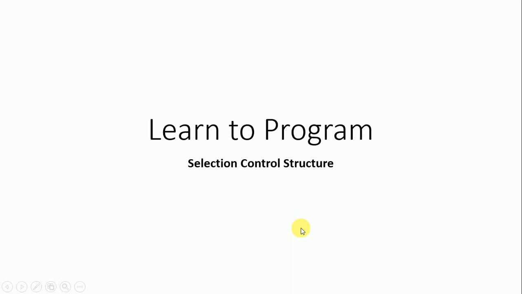Okay, so this is where we talk about the selection control structure. What the selection control structure does is, while the program is in execution, there are some statements that we want to execute conditionally. So that's basically the selection control structure.